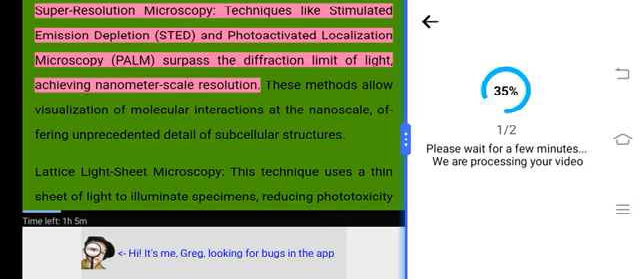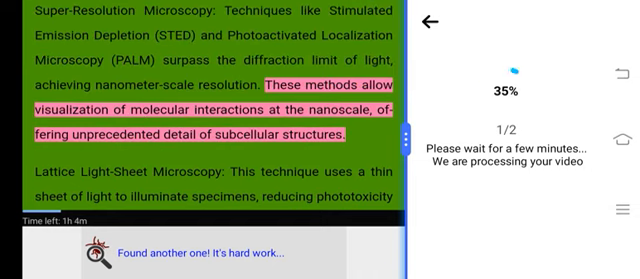Super-resolution microscopy, techniques like stimulated emission depletion (STED) and photoactivated localization microscopy (PALM) surpass the diffraction limit of light, achieving nanometer scale resolution. These methods allow visualization of molecular interactions at the nanoscale, offering unprecedented detail of subcellular structures.